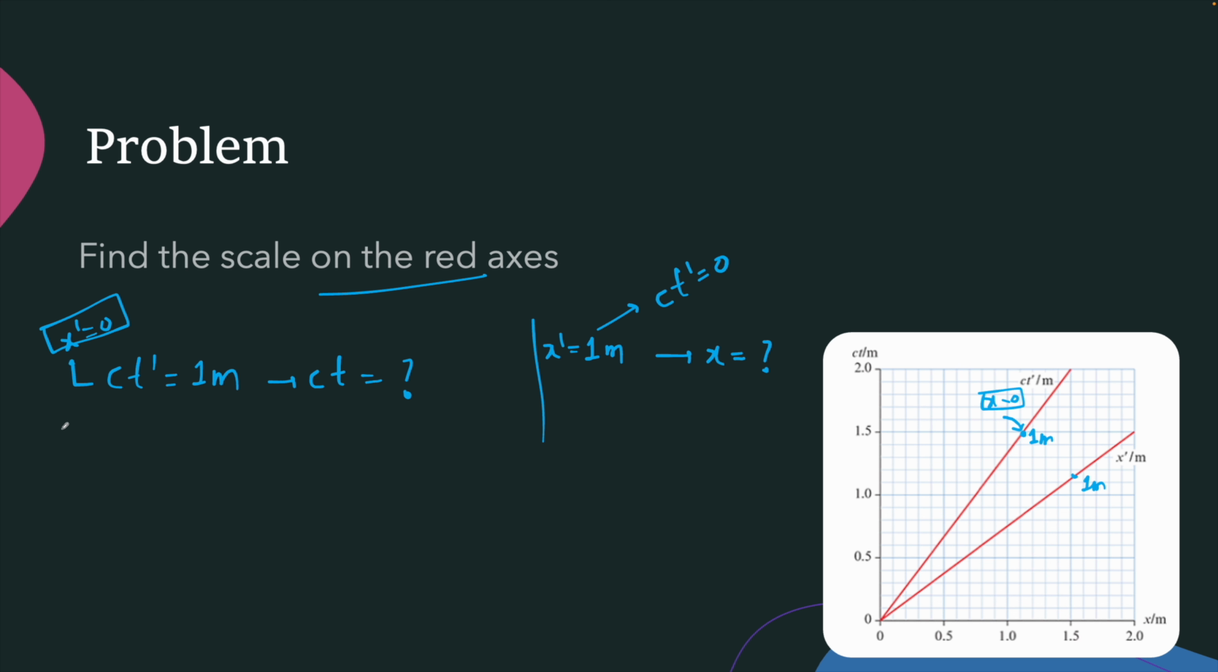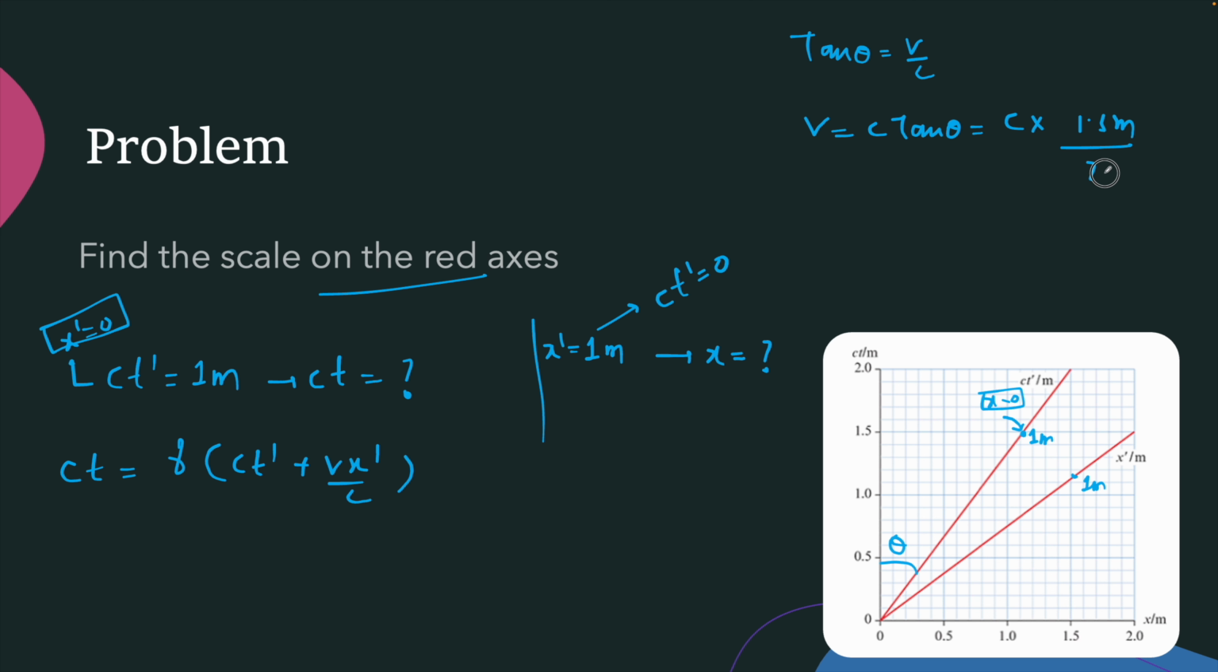Now, let's start. How do you find out CT? So I'm going to use our Lorentz transformation equation, that is CT equals gamma times (CT prime plus V x prime over C). Now, how do you find the value of gamma? By knowing the value of velocity, which is basically by knowing the value of theta. So let's do that first. So tan theta is opposite over adjacent, equal to V over C. So from this, V is equal to C tan theta, which is C times 1.5 meter divided by adjacent 2 meter. That gives me the velocity as 0.75 meters per second. Sorry, 0.75 C. That's the velocity.